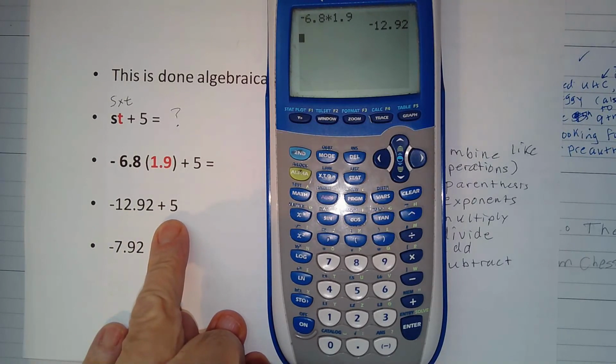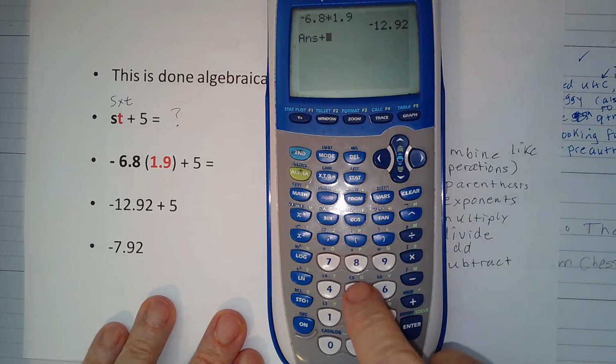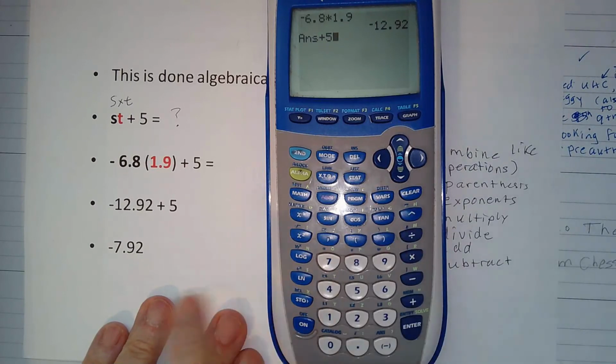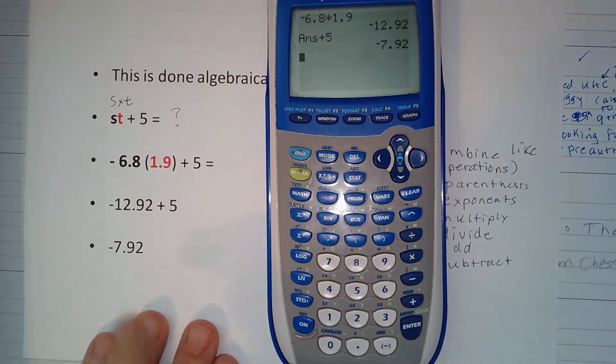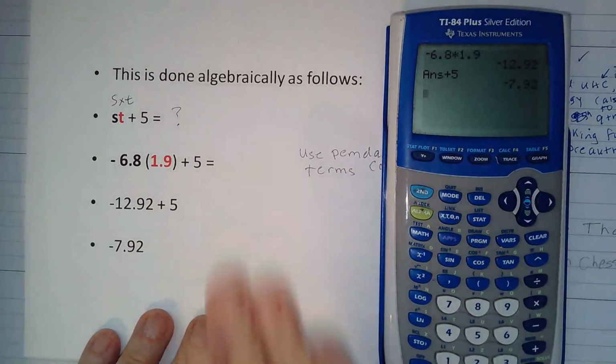But we're going to add 5 to it. So I'm just going to go over here to my plus sign, press that, and notice it says answer plus, and we're going to type 5 in there. So the negative 12.92 plus 5 is what that's saying. And then we hit enter again, and you get negative 7.92, and that is the answer that we needed to come up with on this. All right, so that's how you do these.